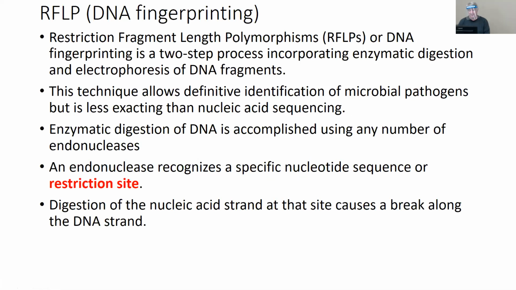So how do we do that? DNA fingerprinting, restriction fragment length polymorphisms, or DNA fingerprinting, is a two-step process: enzyme digestion and electrophoresis for DNA fragments.